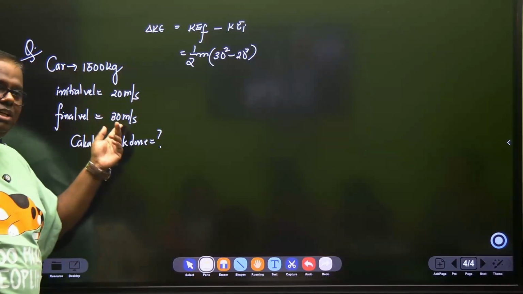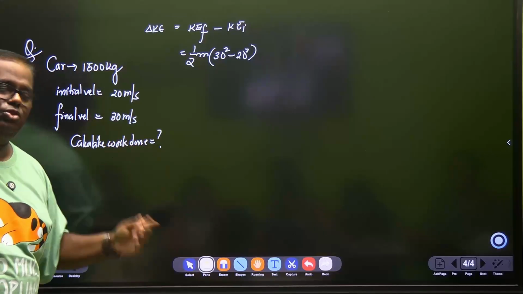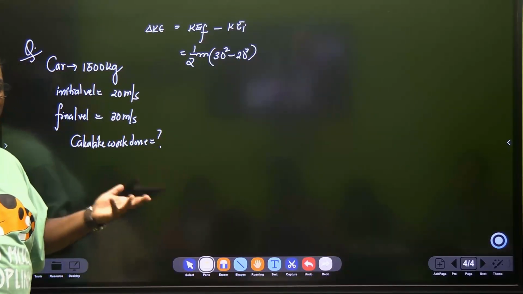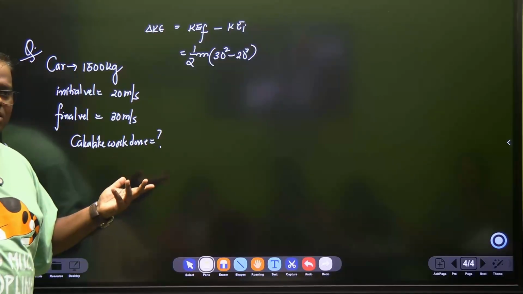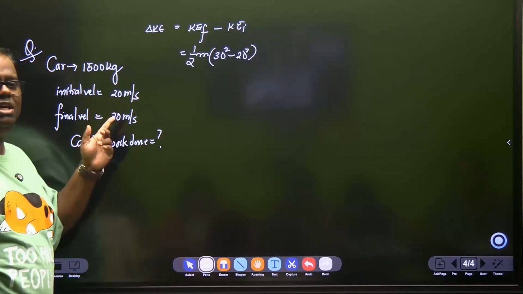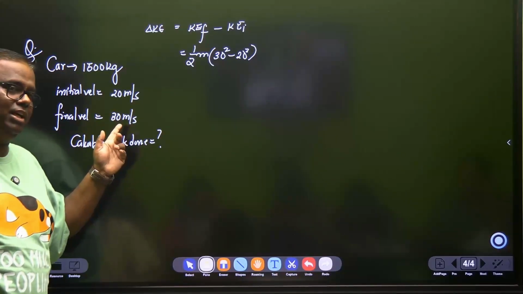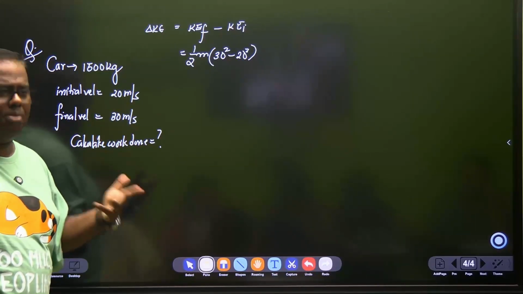Has the velocity of this car increased? So has the kinetic energy increased? Kinetic energy is by virtue of motion. Your motion has picked up, so your kinetic energy has picked up. If you go at a speed of 20 and push Abhigya, versus going at 30 and pushing, where will it hurt more? At 30. That means your energy has increased.